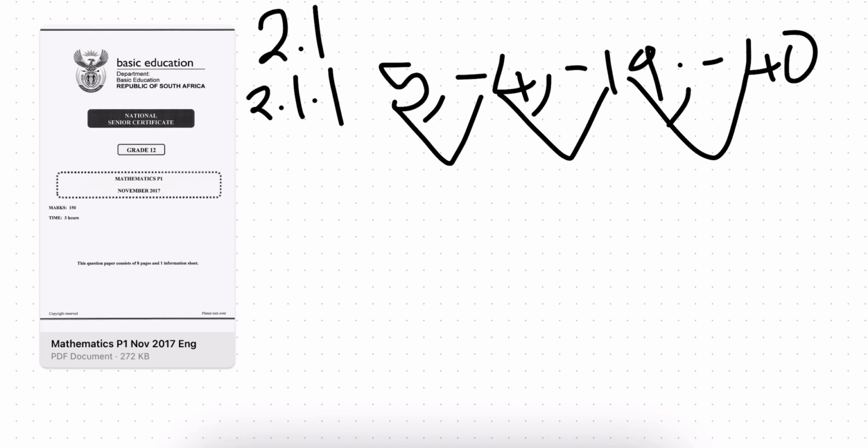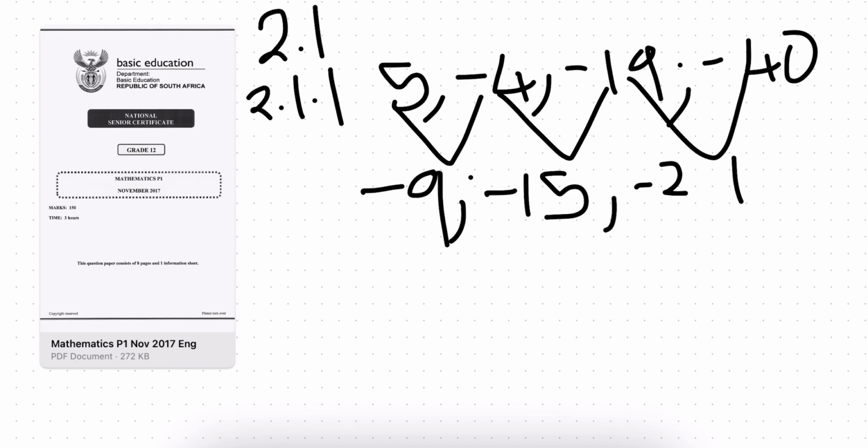You can't just say 5 minus 4. You say term 2 minus term 1, term 3 minus term 2, term 4 minus term 3. I'm not referring to like terms in high school algebra, but terms as in term number. So it's minus 4 minus 5, that's minus 9. Minus 19 minus minus 4, that's minus 15. Minus 40 minus minus 19, that's minus 21.